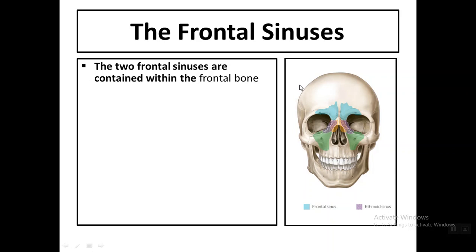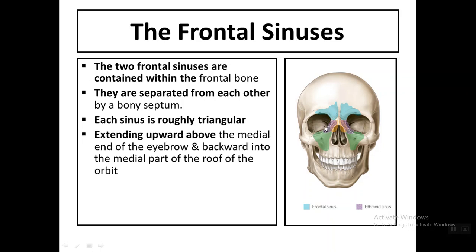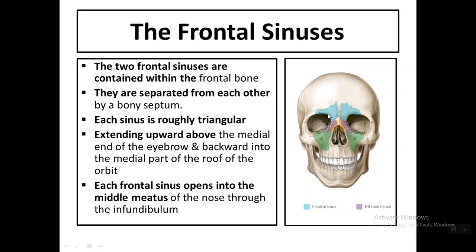The frontal sinuses here, هاي باللون السمائي. The two frontal sinuses are contained within the frontal bone. They are separated from each other by a bony septum, يفصلها حاجز. Each sinus is roughly triangular, extending upward above the medial end of the eyebrow and backward into the medial part of the roof of the orbit. Each frontal sinus will open into the middle meatus of the nose through the infundibulum.